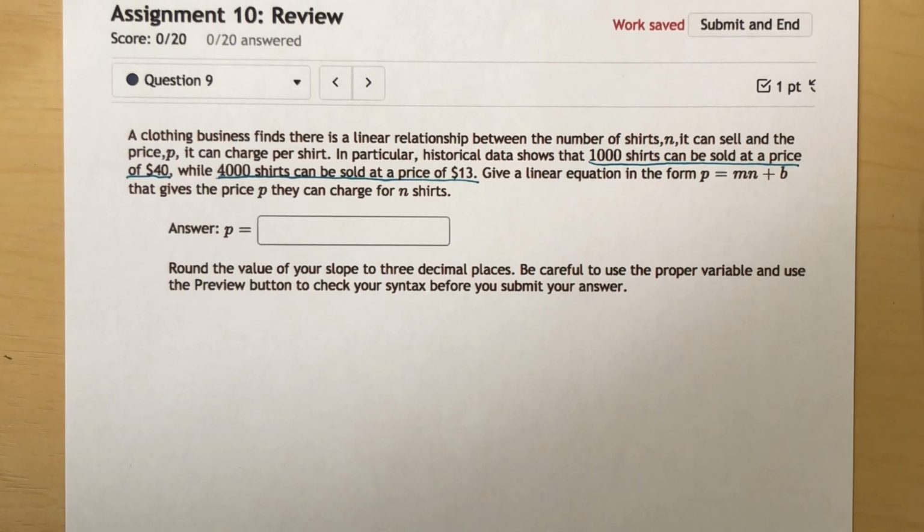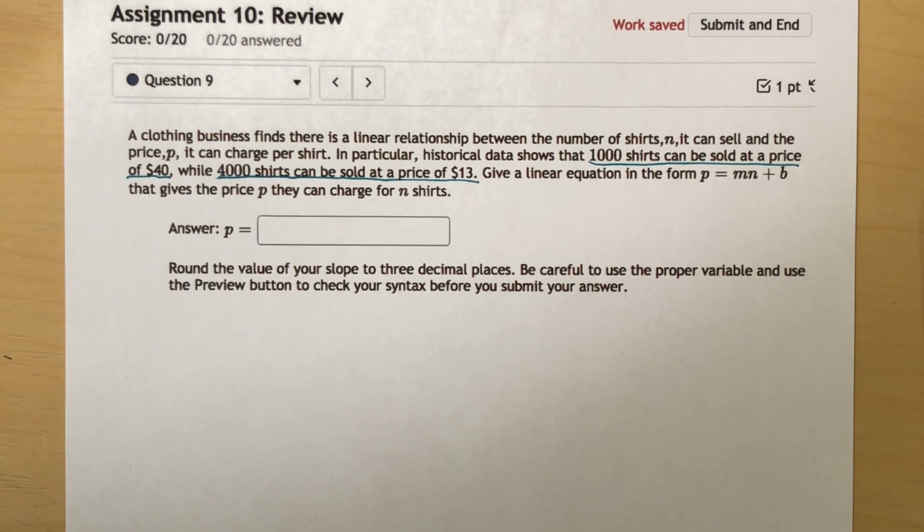It says, a clothing business finds there is a linear relationship between the number of shirts, N, it can sell and the price, P, it can charge per shirt. In particular, historical data shows that 1,000 shirts can be sold at a price of $40, while 4,000 shirts can be sold at a price of $13. Give a linear equation in the form P equals Mn plus B that gives the price P they can charge for N shirts.